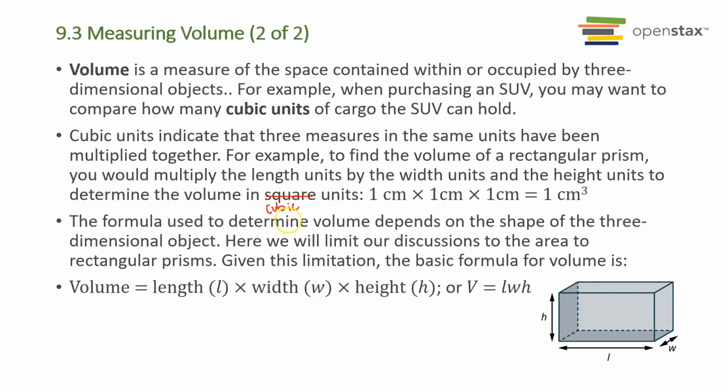So the formula used to determine volume depends on the shape of the three-dimensional object, but again, like we did in the last section, we're going to limit our discussion to rectangular prisms so that everything works out nicely for now. The volume of a rectangular prism, which is just like a box, is length times width times height, or V equals L times W times H. So it's a good formula to have.